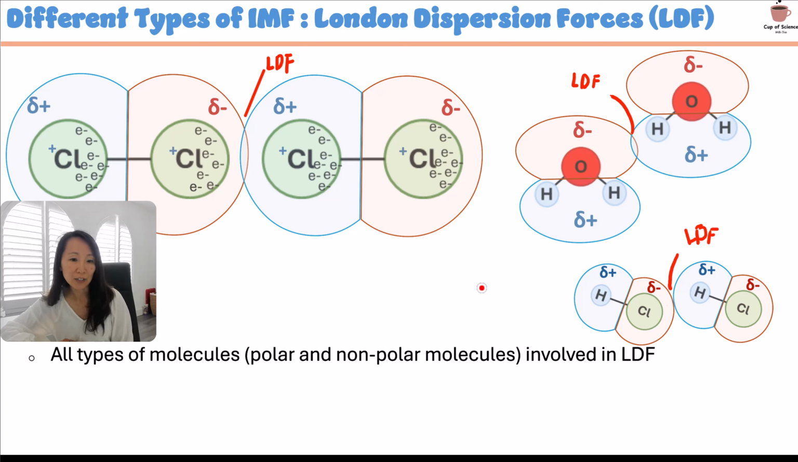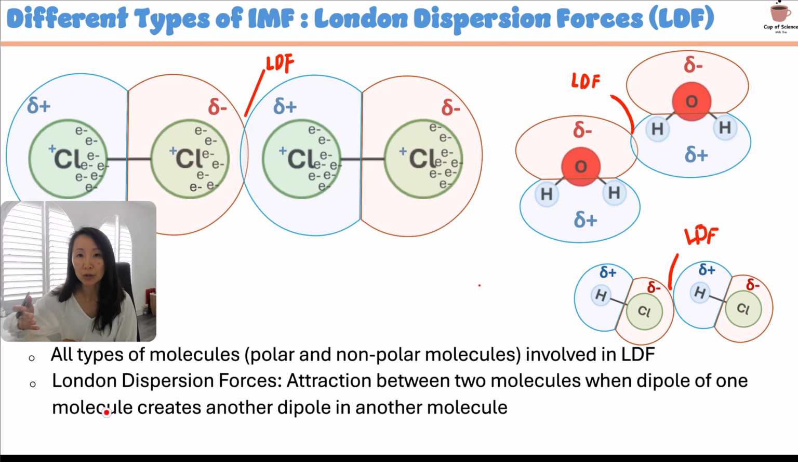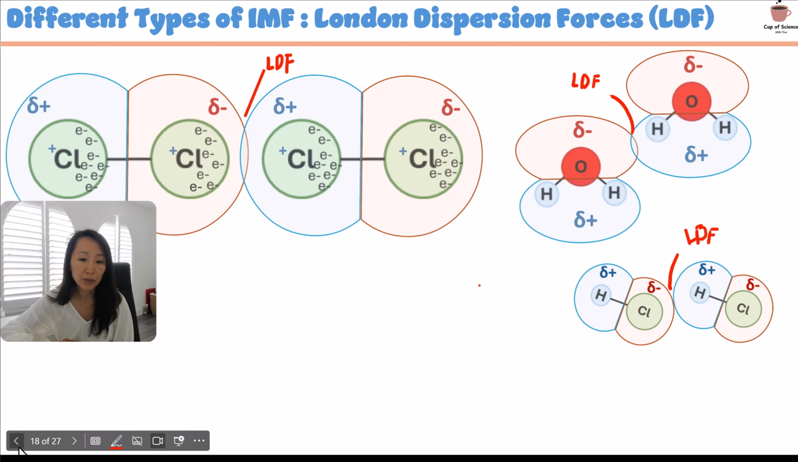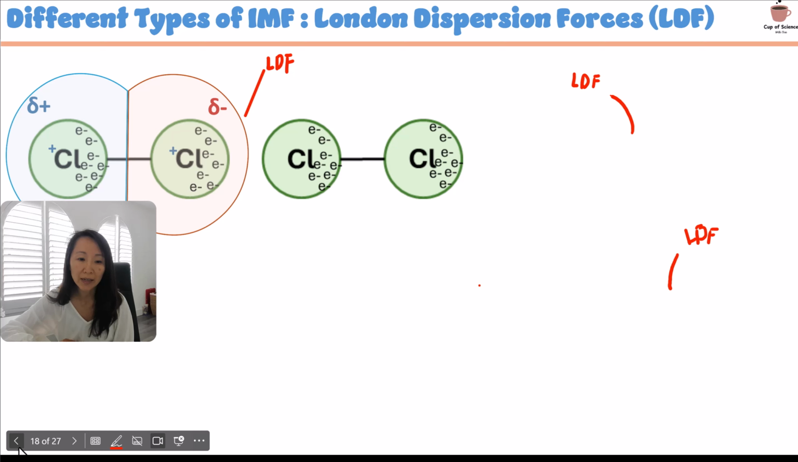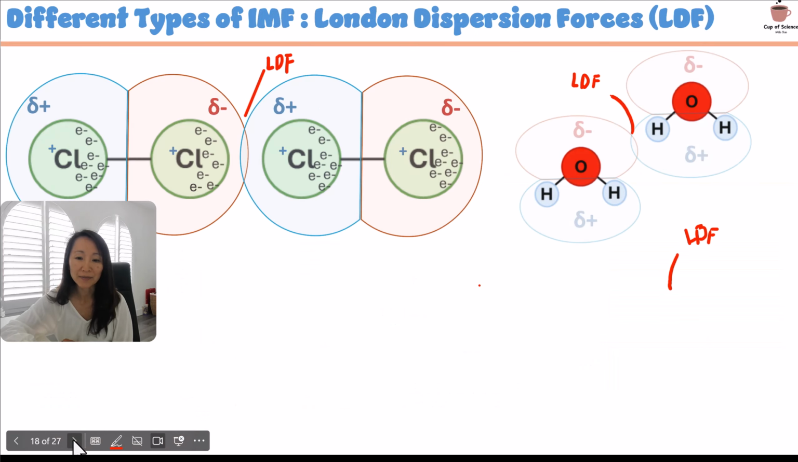So let's give a good definition for London dispersion forces: they are the attraction between two molecules when the dipole of one molecule creates the dipole of another molecule. And the strength of this intermolecular force is pretty weak. Out of the three that are here, London dispersion forces will be the weakest. All right, let's move on.